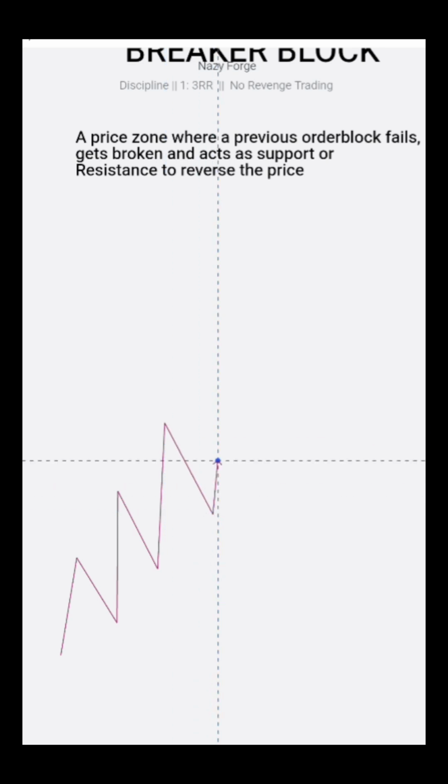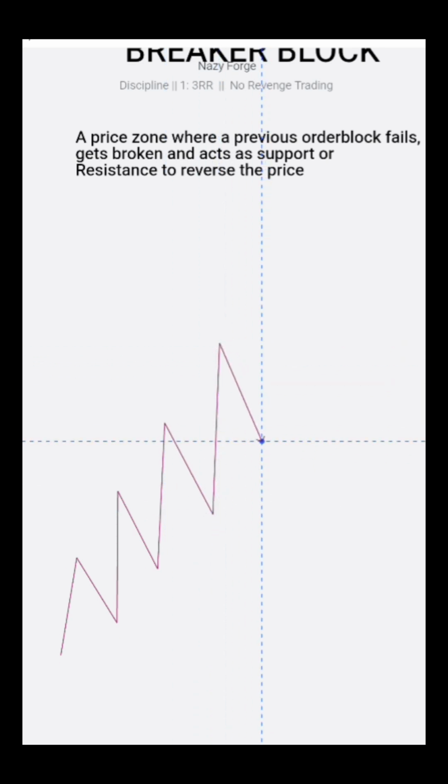Are we together? So how do you identify a breaker block in a chart? How do you identify a valid breaker block in a chart? Of course, you should have this simple formula that when you are in a bullish market, you are looking out for a bearish breaker block.